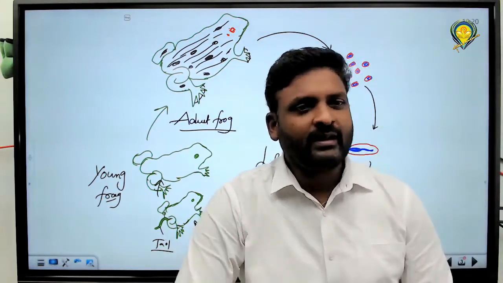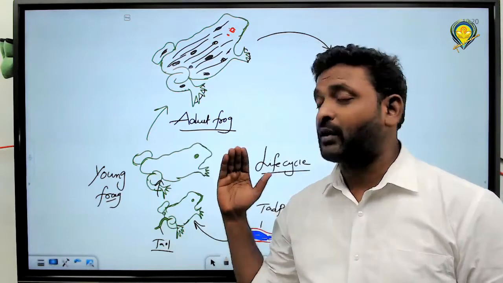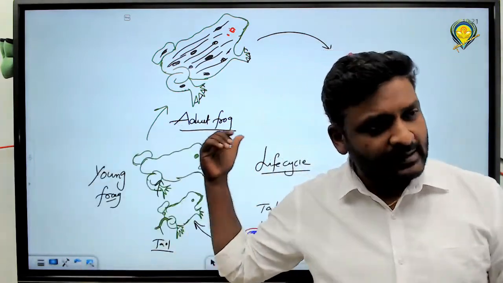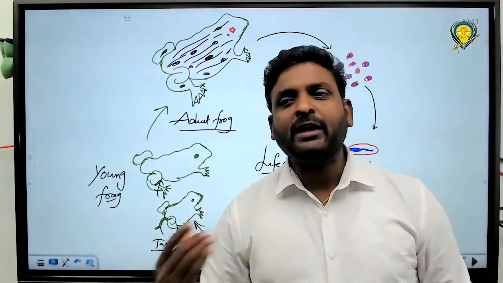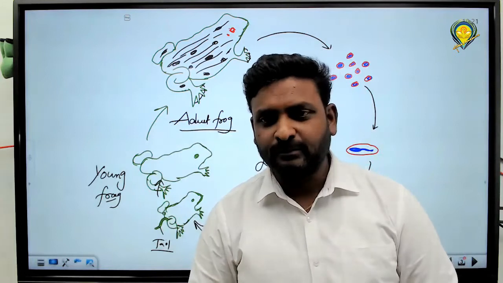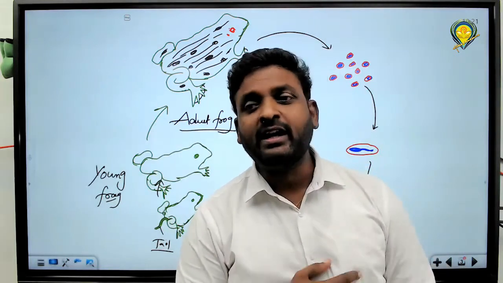Right, all of you? This is today's topic: the reproductive system of frog, both male and female, and interaction with mankind. The remaining topic we will discuss tomorrow in the new chapter. What? Digestion and absorption, right?